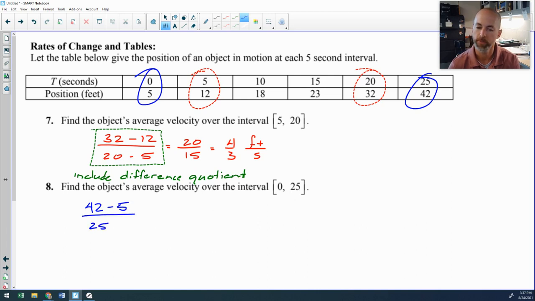And I know it looks stupid, but it's not a difference quotient if you are not subtracting in the denominator also. So you need to write 25 minus 0. And that ends up being 37 over 25, which does not reduce. Units are still feet per second. So there we go on 7 and 8.